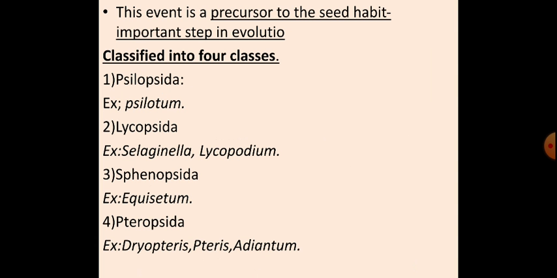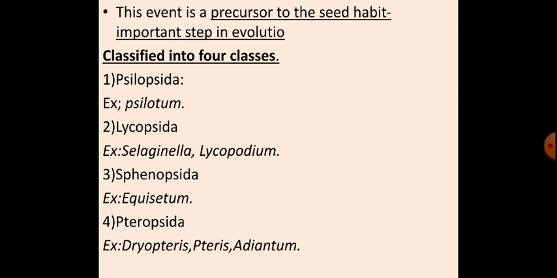It is the precursor to the seed habit. Pteridophytes are the precursor for the seed habit. So it is an important step in evolution. Now, these pteridophytes are divided into 4 classes. Here you don't have to study the characteristic features, only the names of the 4 classes and their examples.